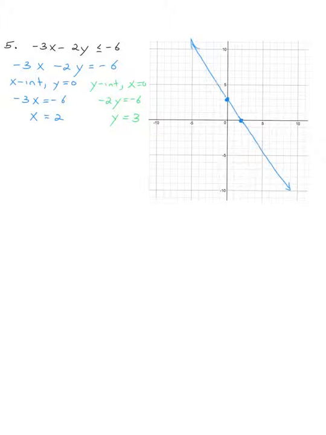Again, I'm going to test the point (0, 0) in my original inequality. See if this is true. I can already see that after I plug in 0 for x and y, this is going to be a false statement. This is not true. Therefore, I want to shade above the line.